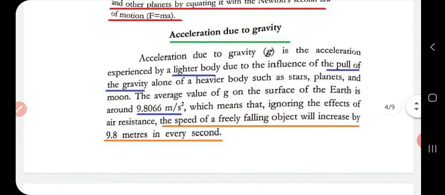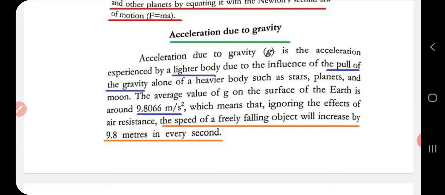Next one is acceleration due to gravity, represented by small letter g. It is nothing but acceleration experienced by a lighter body due to the influence of the pull of gravity of a heavier body. Okay, acceleration experienced by a lighter body due to the influence of gravitational pull of a heavier body. Its value is 9.8066 meter per second square.